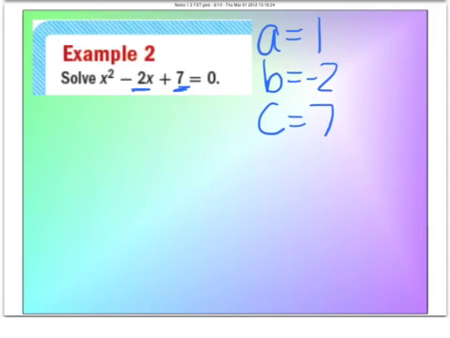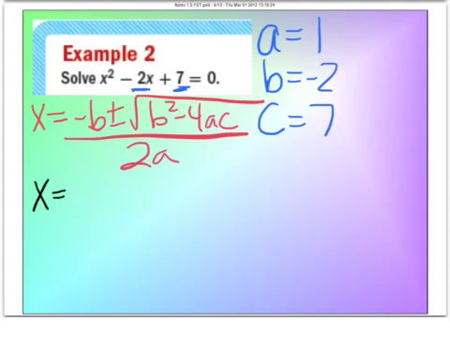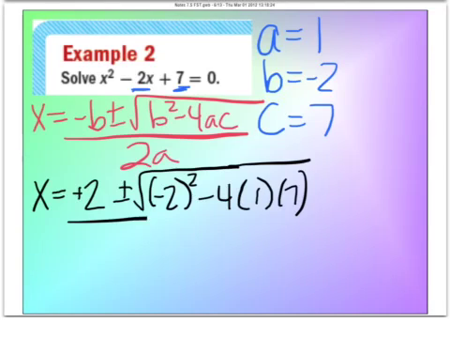So go ahead and put that in the quadratic formula. If you don't remember it, it's x equals -b plus or minus the square root of b squared minus 4ac, the entire thing over 2a. So when you plug that in, x is going to be the opposite of b, or -b, so a positive 2, plus or minus the square root of b squared, so -2 all squared, minus 4ac, all over 2a.